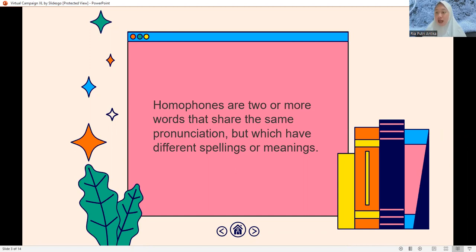Jadi, homophones itu adalah kata-kata dalam bahasa Inggris yang memiliki perbedaan makna atau cara pengucapan, tapi pronunciation-nya itu tetap sama. Different spelling-nya itu sangat sedikit banget, jadi slightly different. For example, it's like bee and be. The bee, B-E-E, is a lebah, an animal. And be, B-E, is menjadi, right?